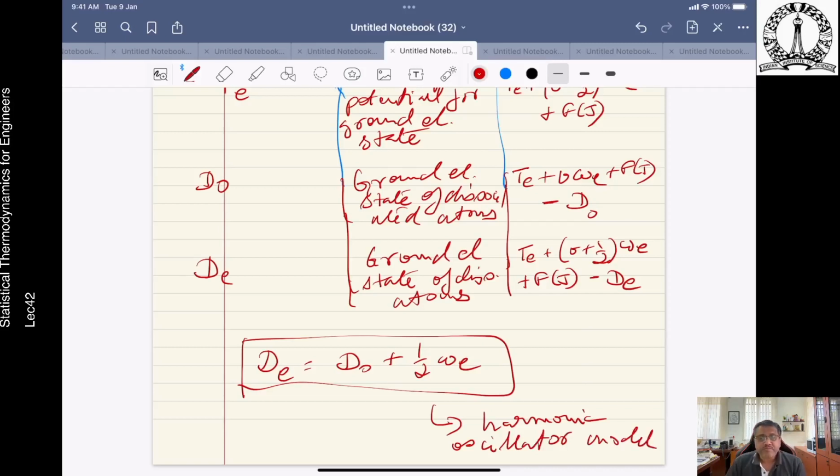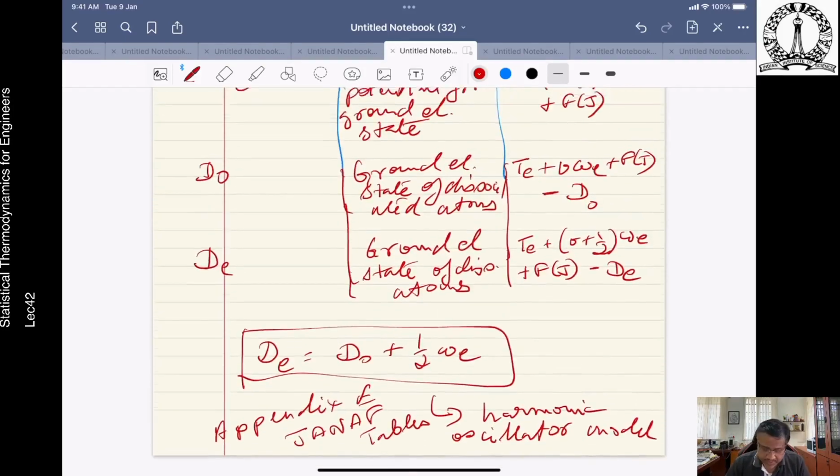So this clearly indicates that the ground state vibrational energy can be either included or excluded when you choose the zero of energy. When it is permissible, we must obviously not try to mix up the two different formulations when making thermodynamic calculations. The most standard case is to use the T naught formulation, which is there in the Janaf tables, Appendix E. Okay, all right. So that is what we can do.